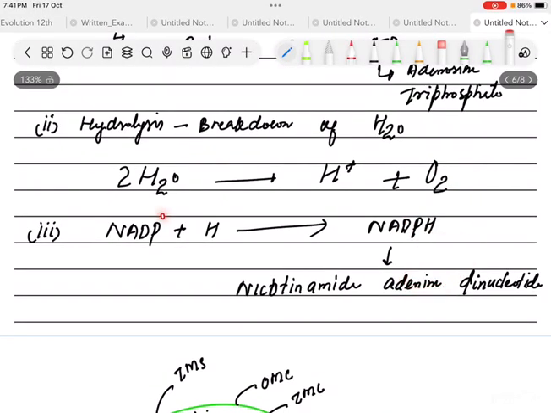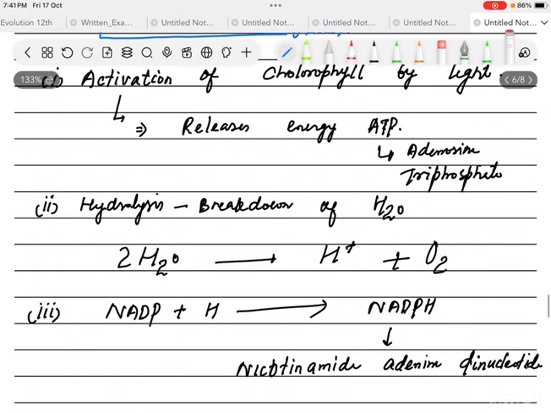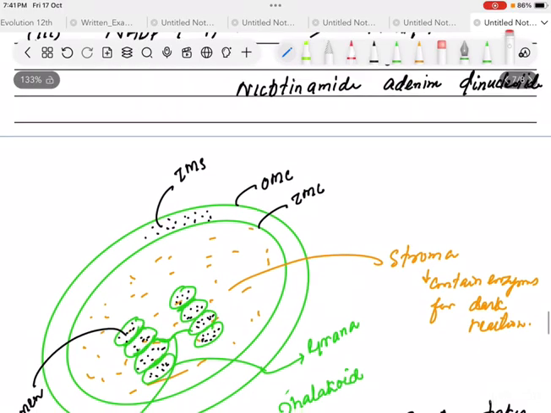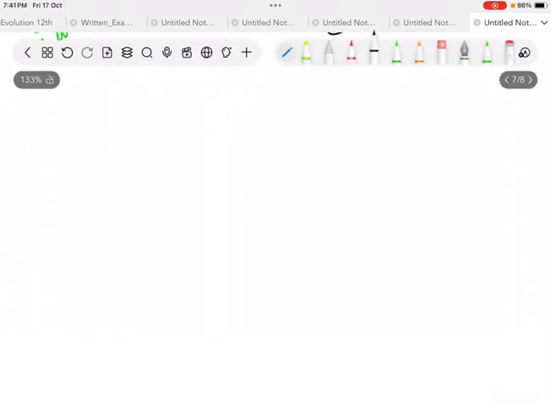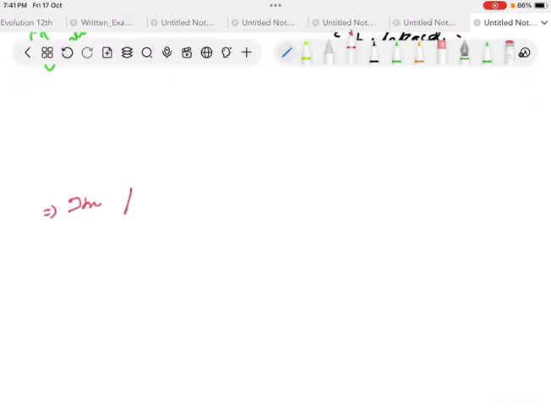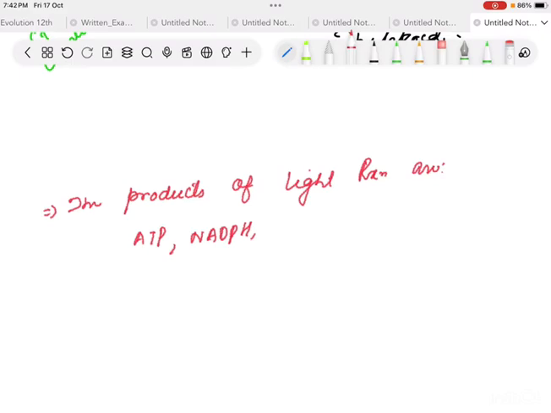And the third thing was NADP, nicotinamide adenine dinucleotide, which was reduced into NADPH. The two main products of the light reaction are ATP and NADPH. Okay, we will write here the products of the light reaction. The first one is ATP, that is the energy currency of a cell, then NADPH, and oxygen.